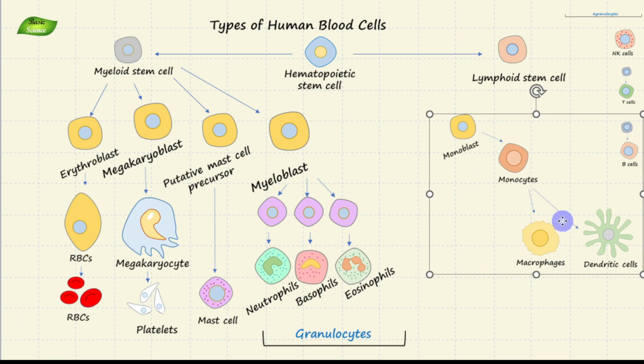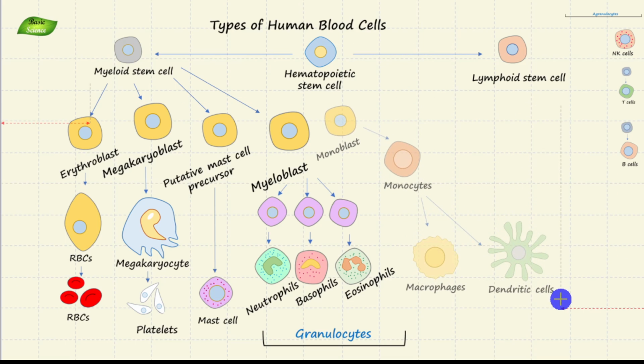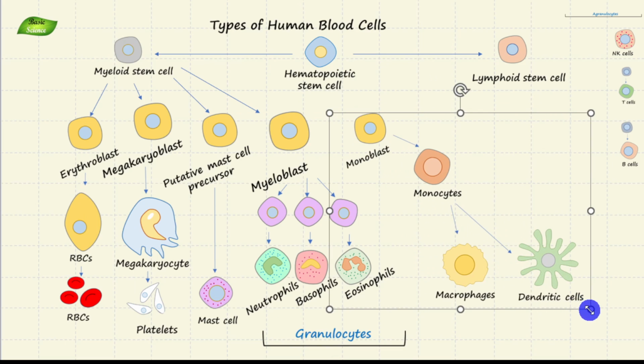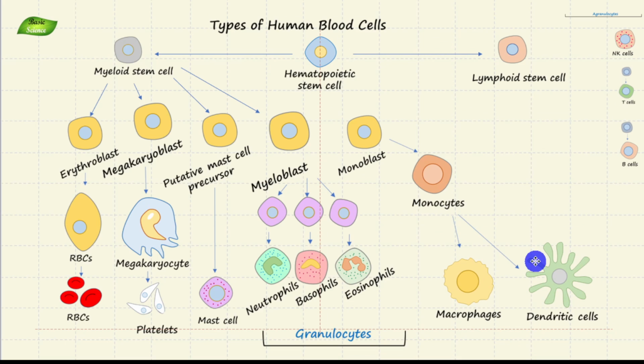Okay, and this is interesting because now they are going to produce the monocytes, which are granulocytes. Okay, so right over here we have granulocytes because they have granules. Right over here we have monocytes, which is a granulocyte cell. Okay, now I will use an arrow right over here. So that means the monoblast is coming from myeloid stem cell.